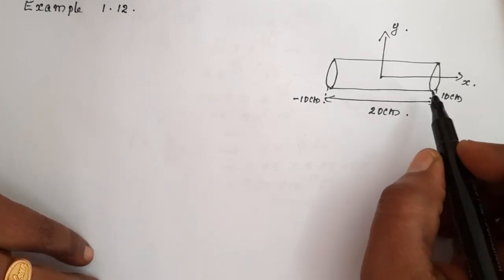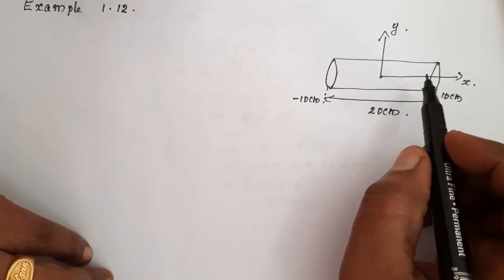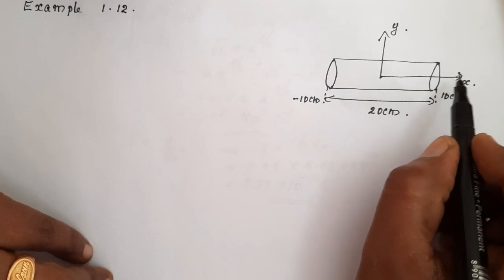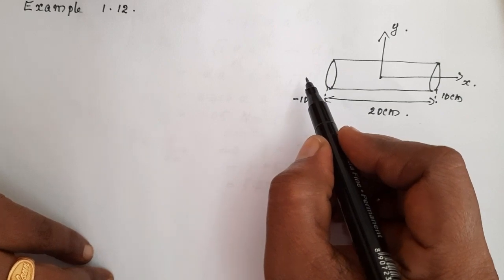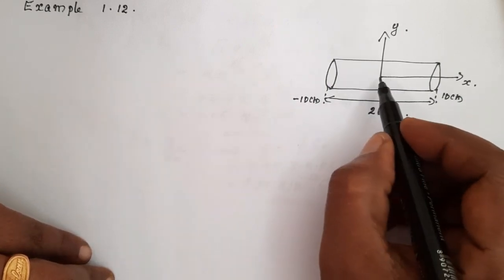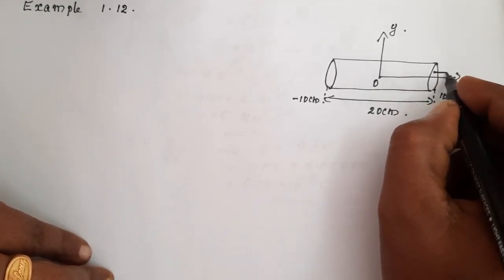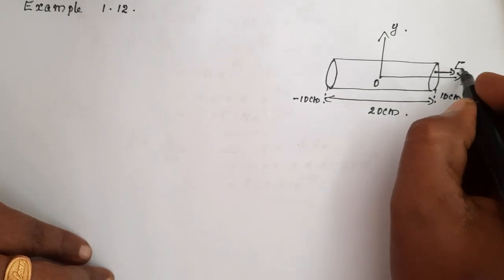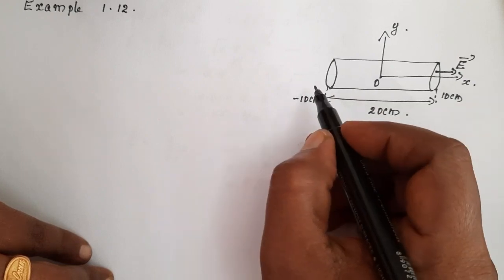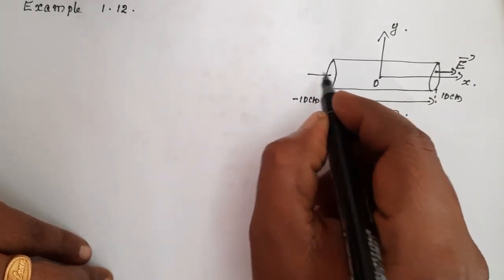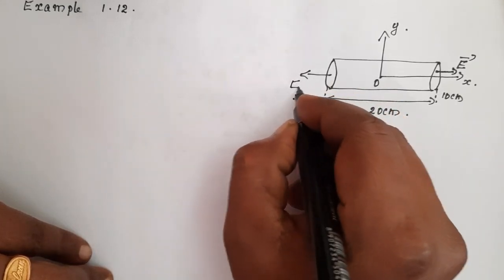So as per the given question, here the electric field is uniform, and when x is positive, the electric field is positive, and when x is negative, the electric field is negative. What is the meaning of that? Here lies the origin. On the right side of the origin, electric field positive means this is the direction of electric field. On the left side, this direction, that's when x is negative. And in this direction, the electric field is in the negative direction, which means this is the direction of electric field.